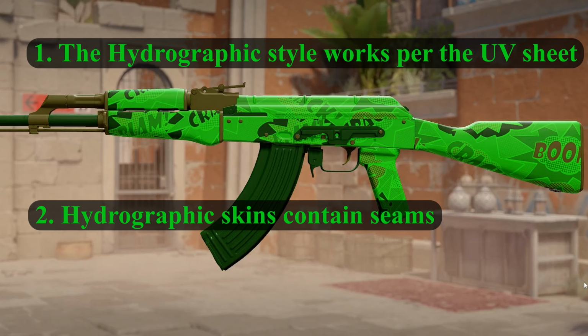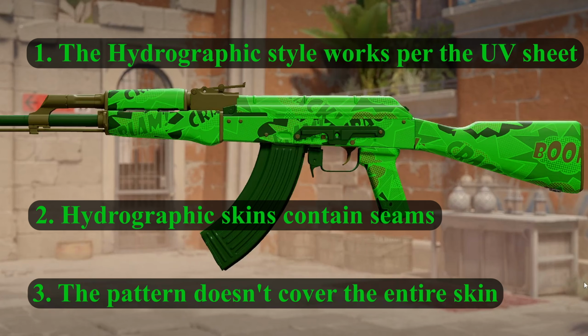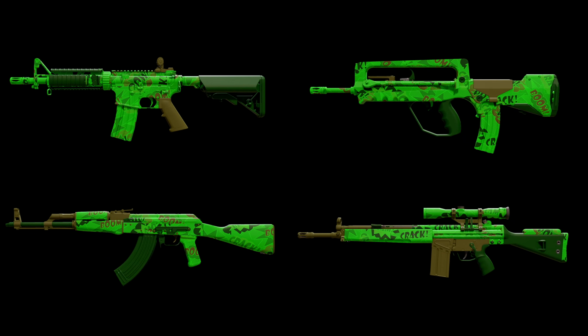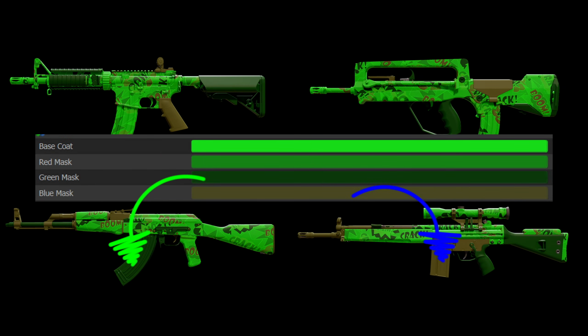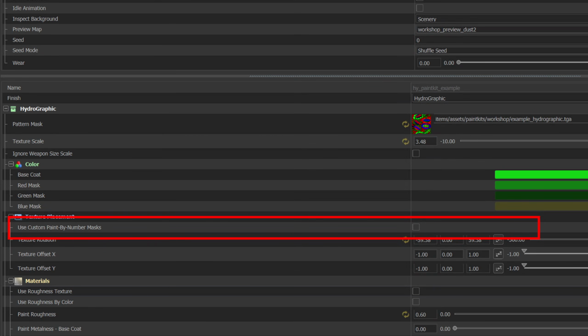Now, besides how the pattern is applied, we can also see that the pattern doesn't cover the entire weapon. In the case of the AK, the magazine, the barrel, and some other small parts have been given other solid colors. That's because by default, for every gun, there are predefined areas that have the pattern applied to them, while the rest get colored with the colors of the green and blue mask fields. This default behavior can be modified using the custom paint by number mask.